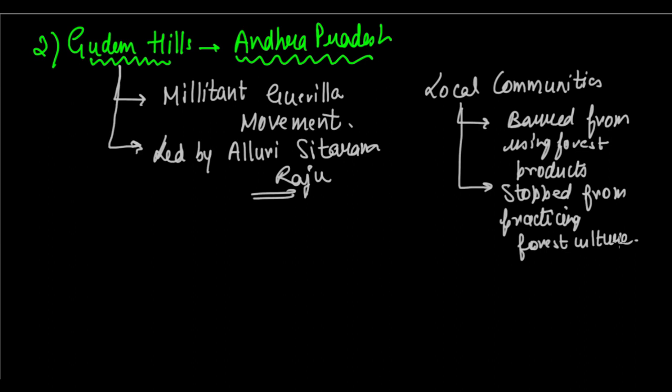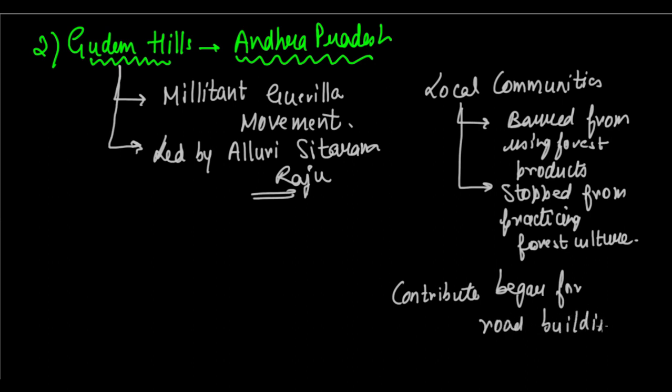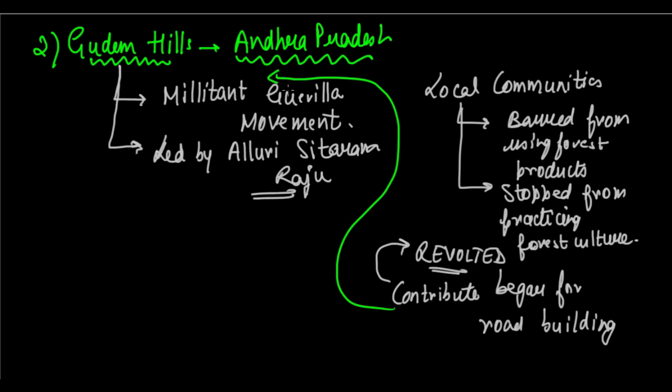Why? When they were told to contribute begar, that is bonded labor, for road building, the people revolted. Ultimately this revolt led to the militant guerrilla movement in Gudem Hills. Now, Alluri Sitaram Raju led the movement, and he was a semi-Gandhian, that is half Gandhian. Why I call him half Gandhian, you'll understand.